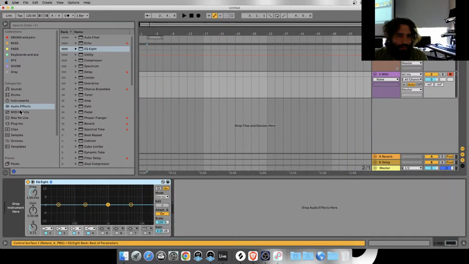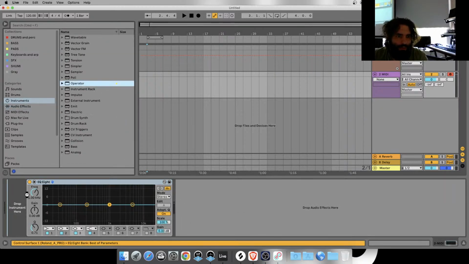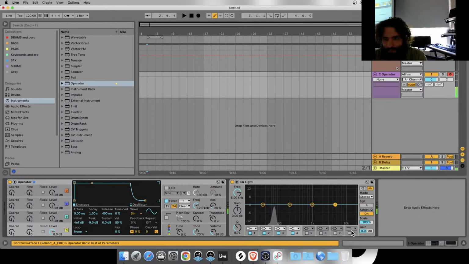Add the EQ8, add an operator. And then the cutoff will be something like this, right? Let me make a bit of a more rich waveform. So look, the same principle is happening here.